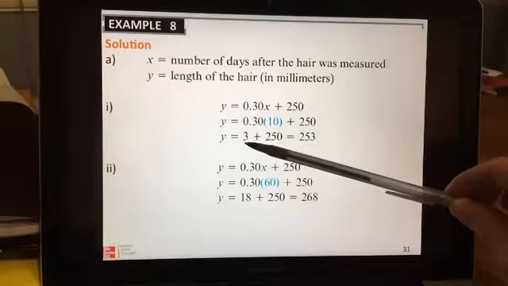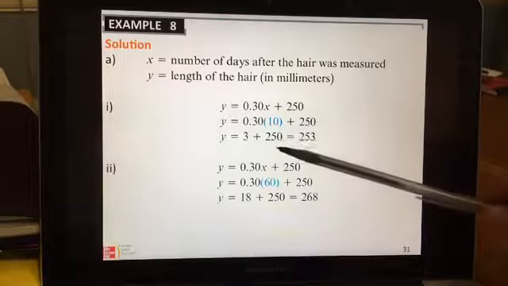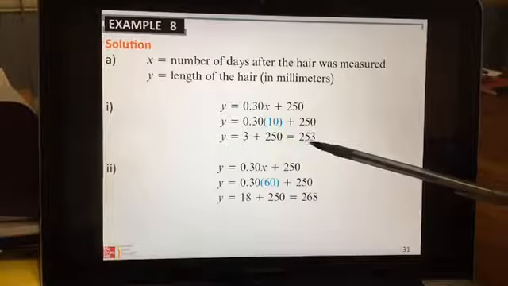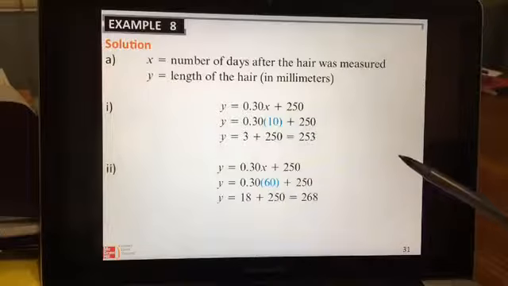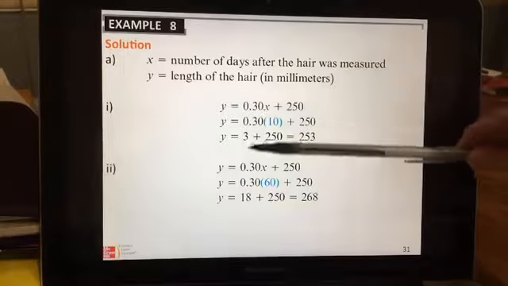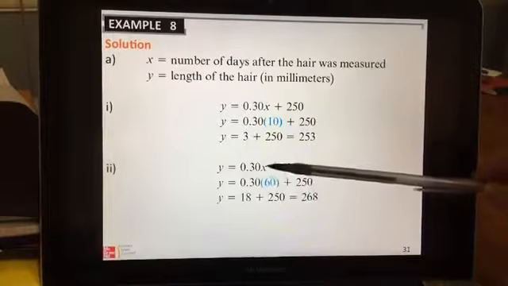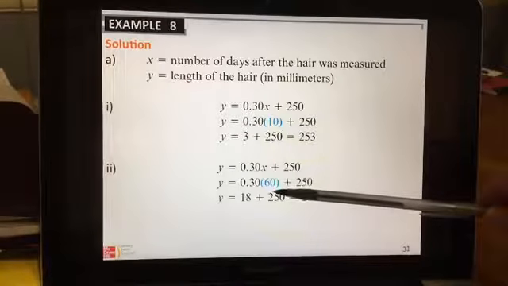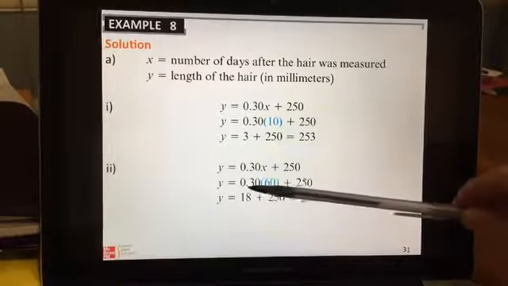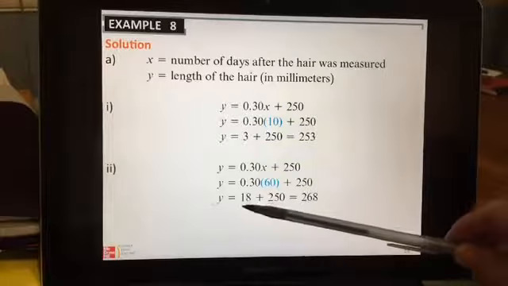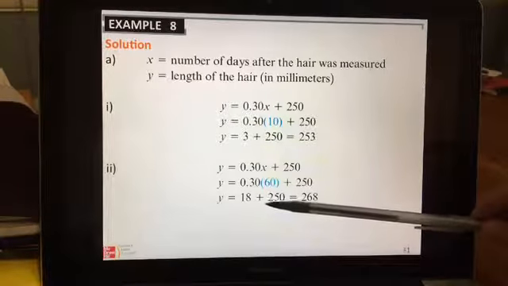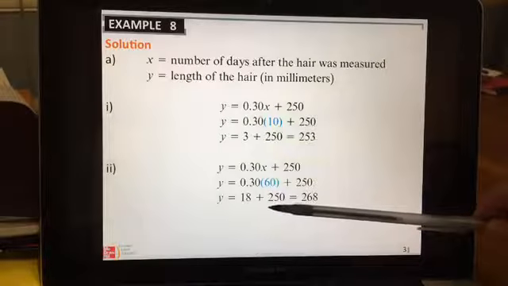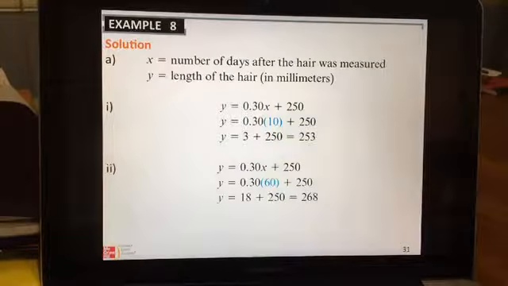So we end up with 3 plus 250 is 253. So 253 millimeters will be the length of the hair after 10 days. After 60 days, we plug the 60 in for the x, and 0.30 times 60 is 18, plus the 250 that it was before we started the little experiment, and we end up with 268 millimeters worth of hair.